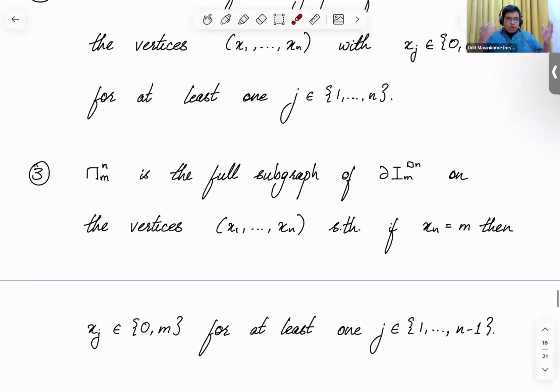And then the open box is going to be a subgraph of the boundary, obtained by removing one of the faces. Specifically, we're going to remove the face where x_n equals m. So that's one of the faces of the cube.